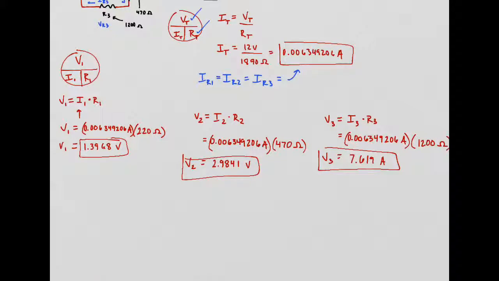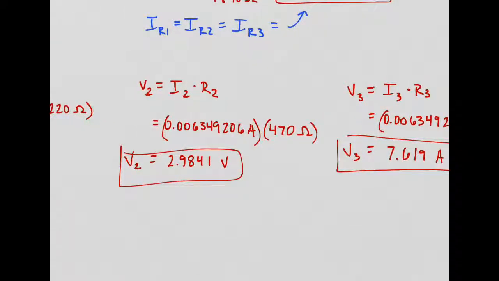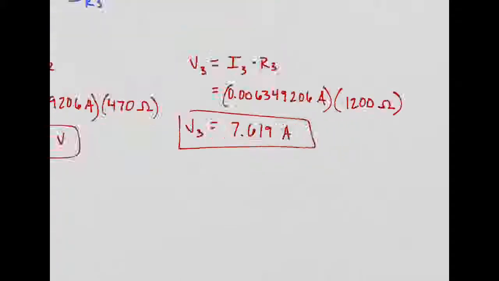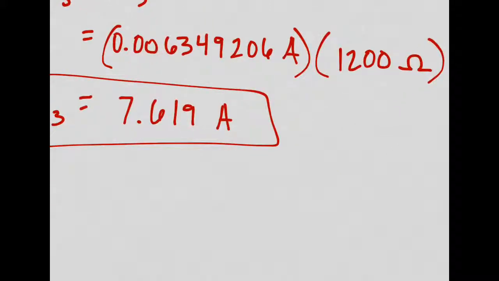Voltage drop across the second resistor is 2.9841 volts, and the voltage drop across the third resistor is 7.619 volts. No, not amps. This should be volts.